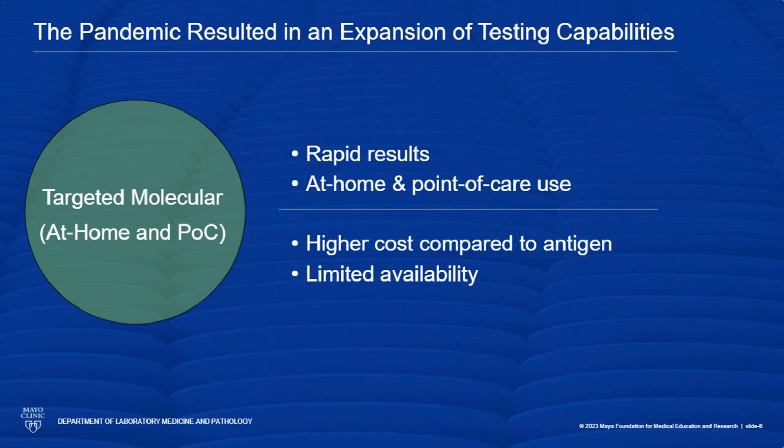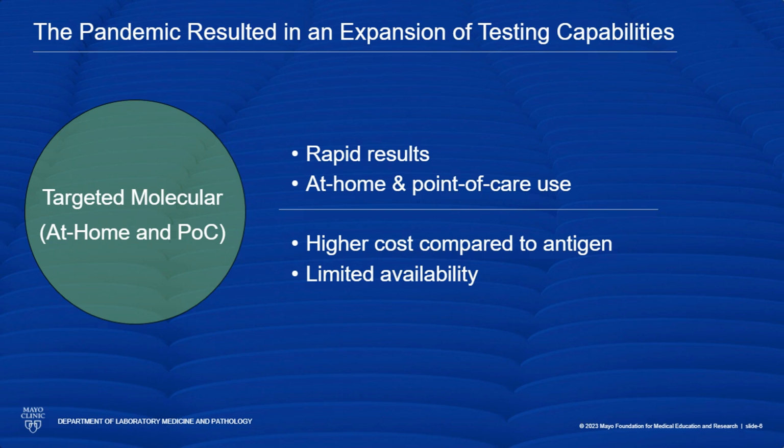Next on the scene came targeted molecular tests that can be performed either at the point of care or in the home. And this was, I think, a significant advancement that not only benefited us during the pandemic, but will also benefit us in the years to come. These molecular tests that are, again, authorized or approved for at-home or point-of-care use provide rapid results, sometimes in as little as 15 to 20 minutes. They do generally have a higher cost compared to at-home antigen tests.